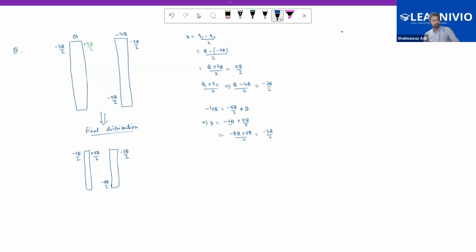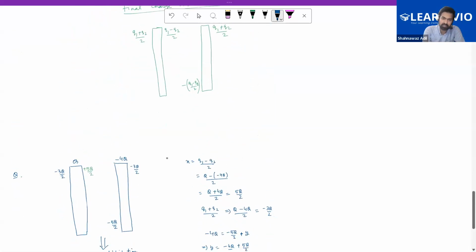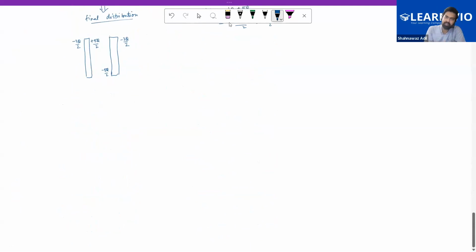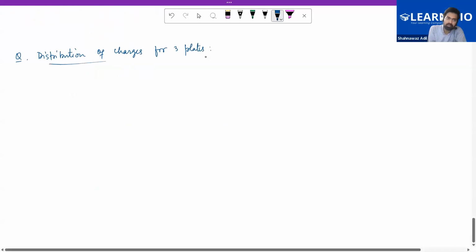Yes, sir. Done. Okay, so now you understood what would be the distribution of the charges for two plates. Is it clear to you? Yes, sir. Now let's say that we have three plates, right? So the distribution of charges for three plates, right? So what do we have?